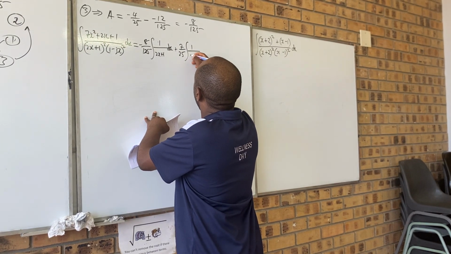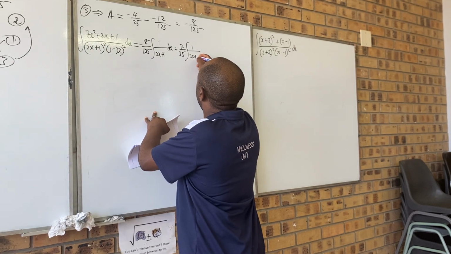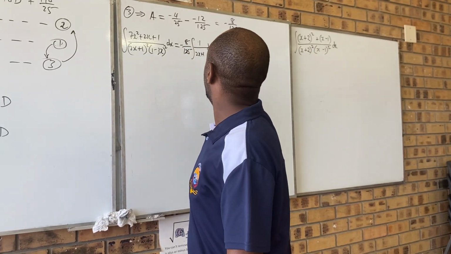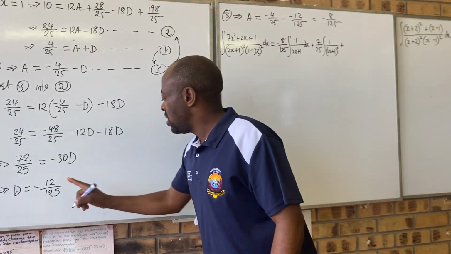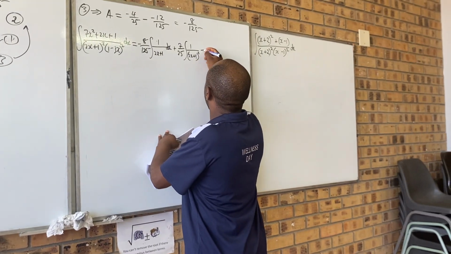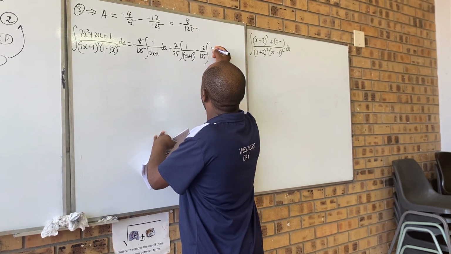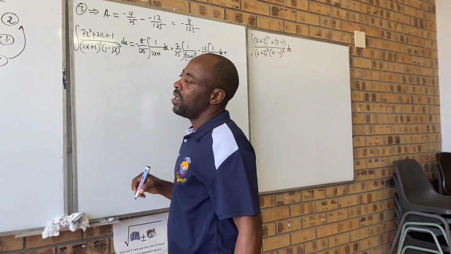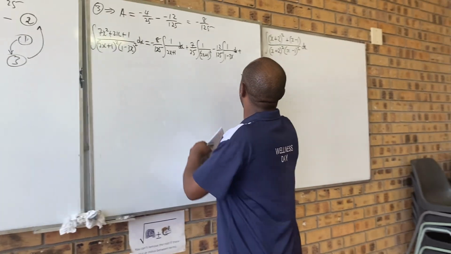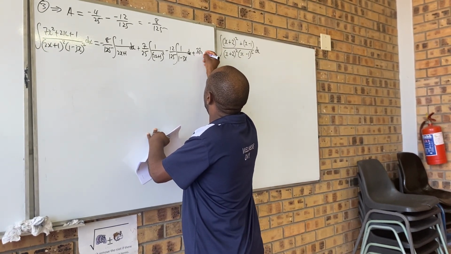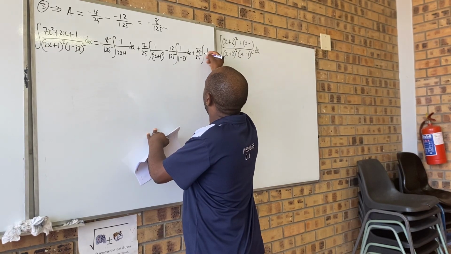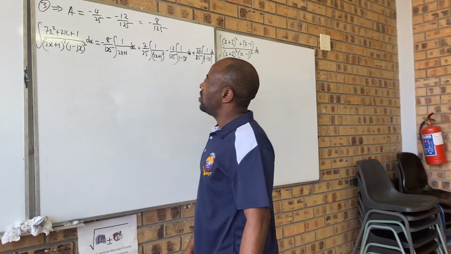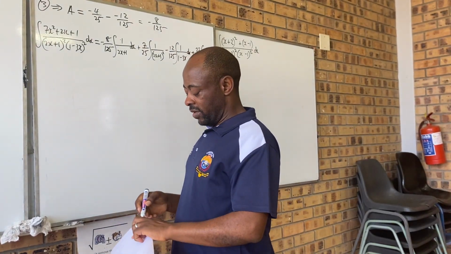The integral of 1 on 2x plus 1, all that square. Then my c, there's no c, there's a d. We've got d as negative 12 on 125. The integral of 1 on 1 minus 3x dx. And finally, my e, we've got e as 22 on 25, the integral of 1 on 1 minus 3x, all that square dx. So that's our substitution. Now, time to integrate.